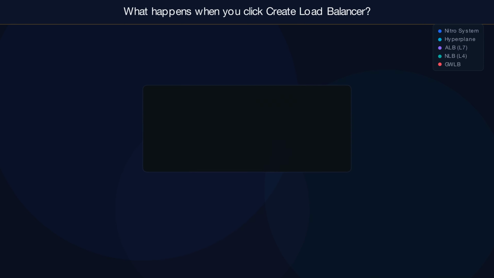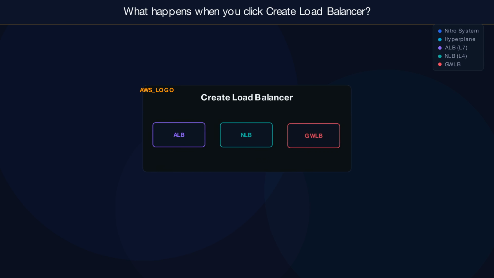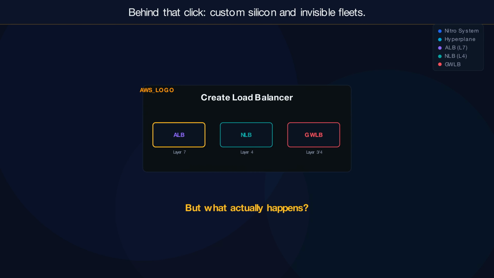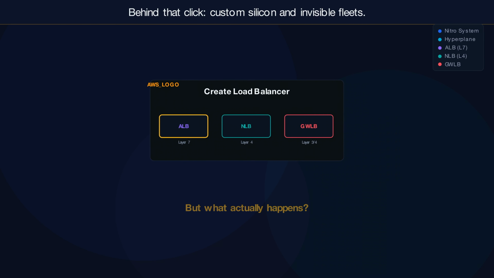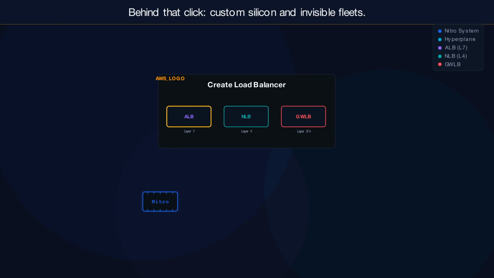You open the AWS console and click Create Load Balancer. 3 options: ALB, NLB, Gateway. You pick one, traffic flows, and it just works. But what actually happens under the hood?